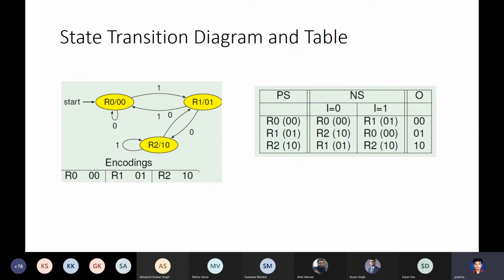So let's see. Let us represent the 3 states. Symbolically, the encoding is 0,0, 0,1, 1,0. But let me represent them as R0, R1 and R2. Now, let's see the rules. In a Moore machine, you associate the output with the state. So naturally, if the remainder is 0, output is 0,0. Remainder is 1, output is 0,1. Remainder is 2, output is 1,0.